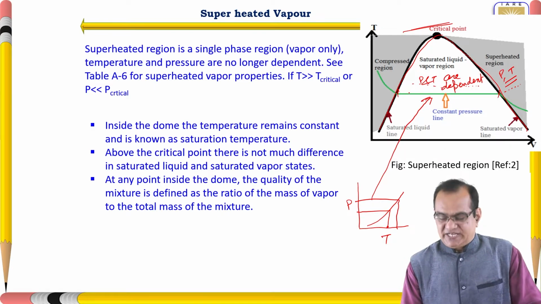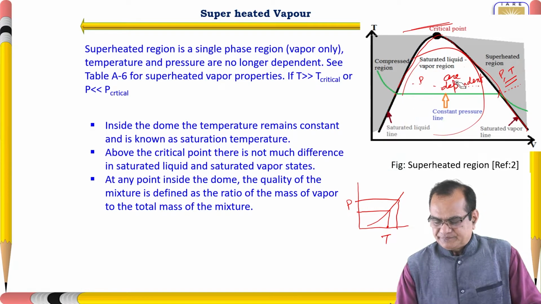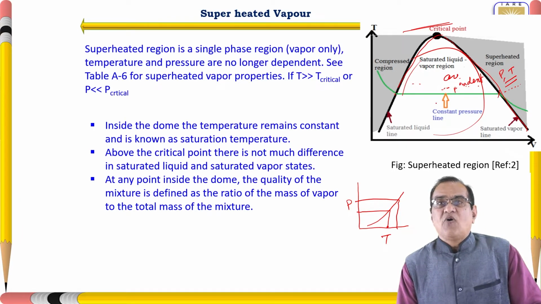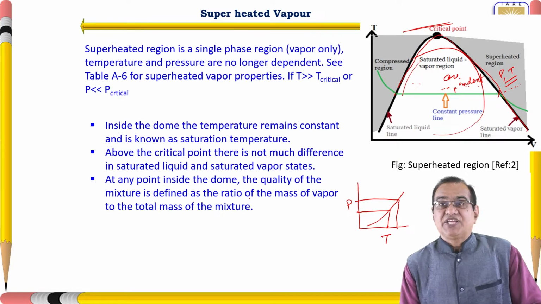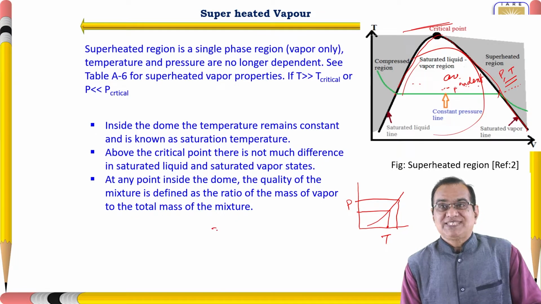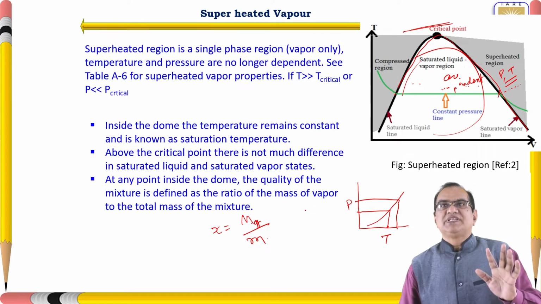At any point inside the dome, if you see anywhere in this dome, the quality of the mixture is defined as the ratio of the mass of vapor to the total mass of the mixture. So this is quality X is equal to mass of the vapor divided by total mass M. So this is called the X. So this is the situation.